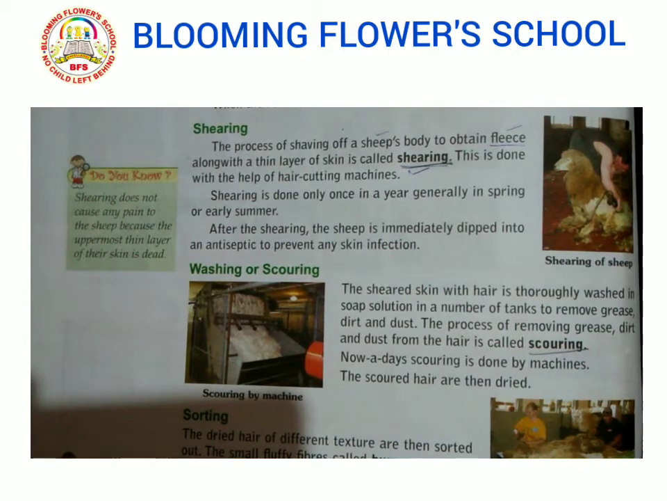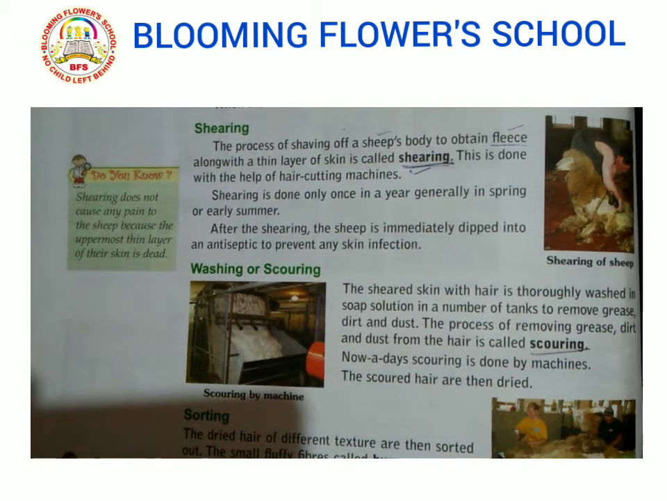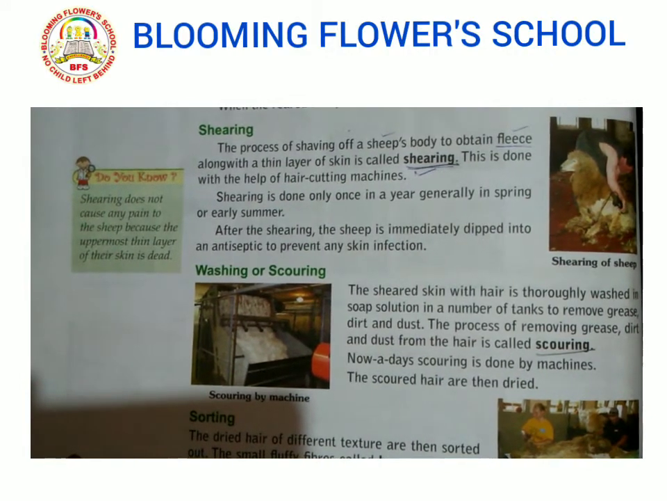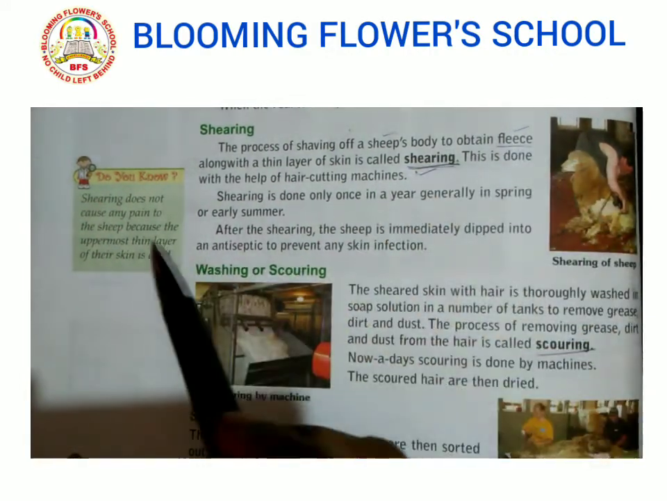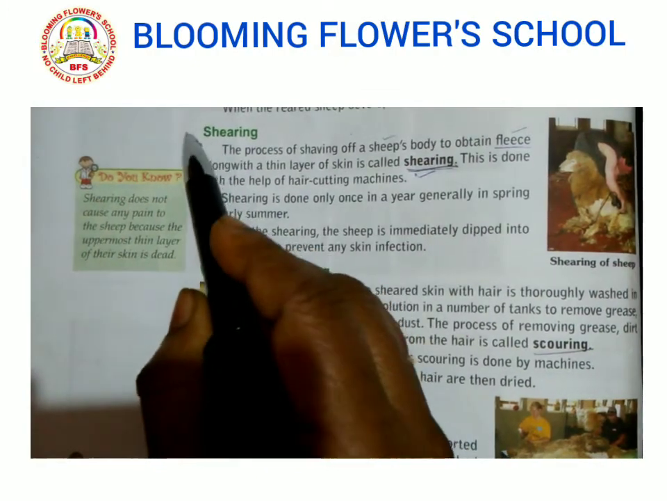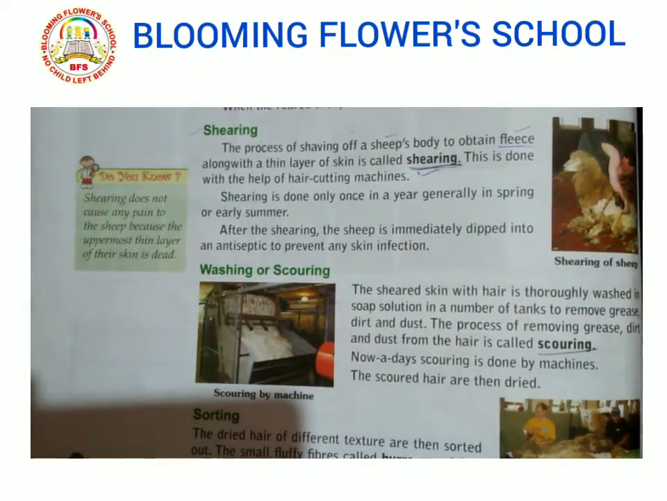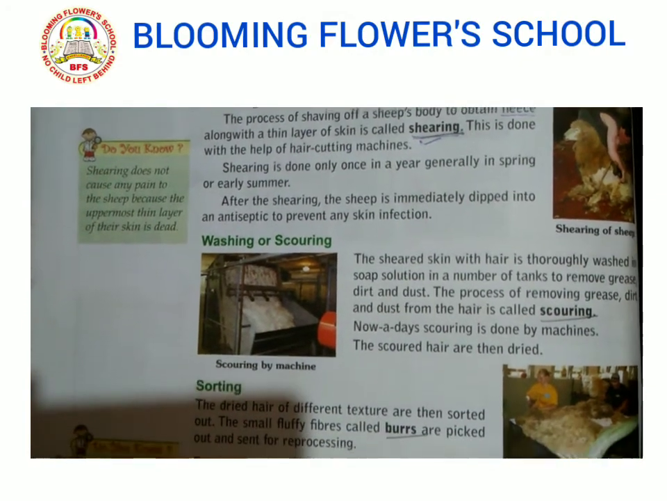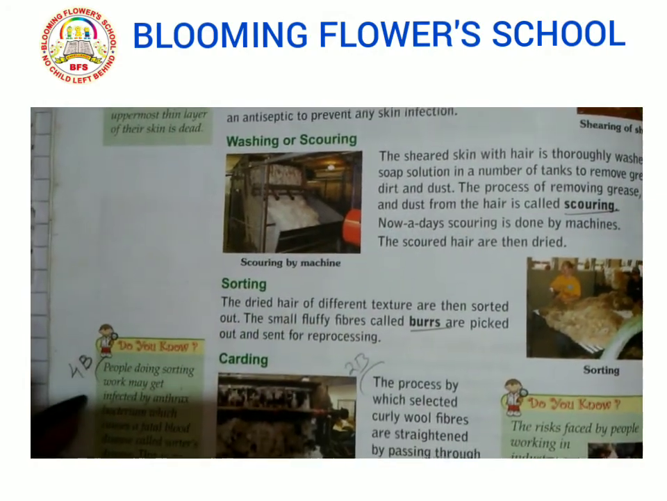Shaving of the sheep's body to obtain what? Not fabric or wool, fleece, along with thin skin is called shearing. After shearing, they are dipped in what? Antiseptic solution to prevent what? Skin infection. Okay, this is not part 2, your second heading. The first heading is rearing and breeding. The second heading is shearing. And the third one is scouring.